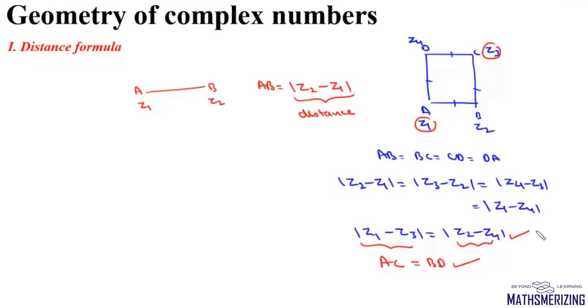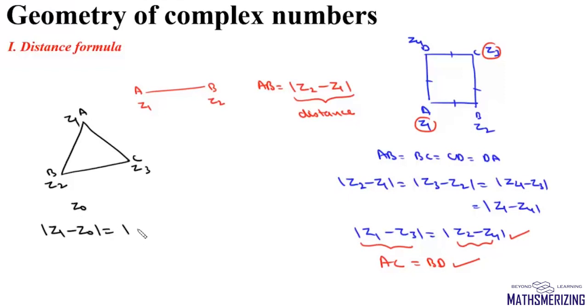Now let us take another example. Suppose we have a triangle whose vertices are represented by Z1, Z2 and Z3. So this is Z1, Z2 and Z3, and let us say this is A, B and C. Now it says there is a point Z0 such that mod of Z1 minus Z0 is equal to mod of Z2 minus Z0 and it is equal to mod of Z3 minus Z0.